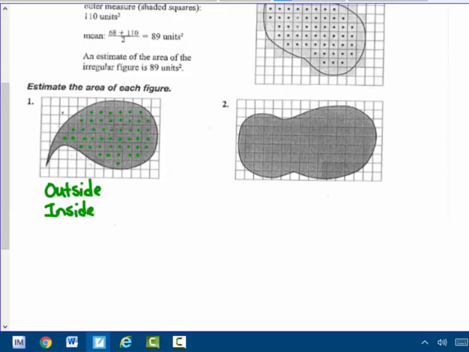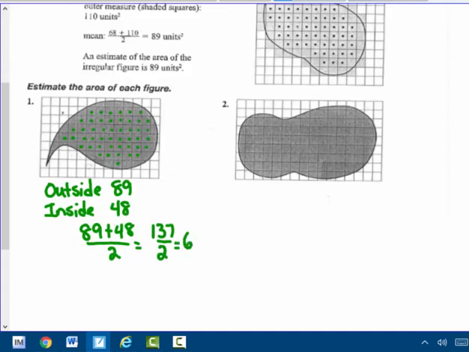Estimate the area of each figure. Well, I've already counted these, and outside there's approximately 89 squares, and inside there's approximately 48 squares. You can see I put all the dots on them. 89 plus 48 divided by 2. So the estimation would be 137 divided by 2, which is approximately 68 and a half units squared.